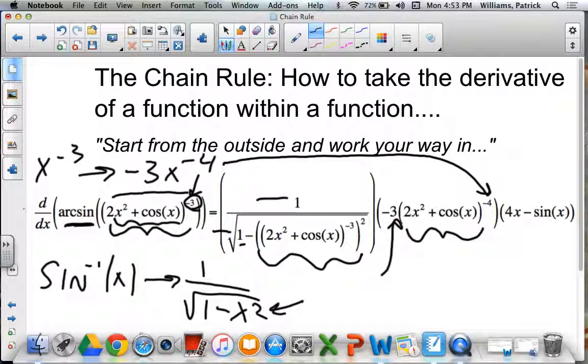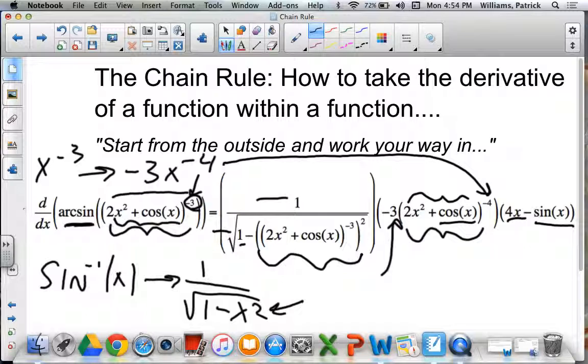Then the next most inner thing we have is this function right here, okay? And then there's nothing else inside that. So the derivative of 2x squared will be 4x. The derivative of cosine of x will be negative sine of x. So we multiply all that out. We end up with our final answer.